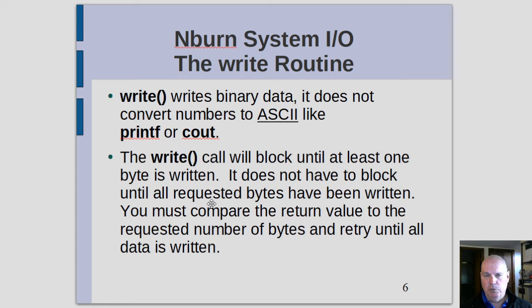If you wanted to display it in its corresponding ASCII decimal representation, you have to do that conversion. An easy way to do that is to use sprintf to convert the binary to an ASCII char array, and then write the char array to the terminal. The write call will block until at least 1 byte is written. It does not have to block until all requested bytes have been written. So you have to look at the return value and then keep retrying to write the data that you're trying to send across until all the data has been written.